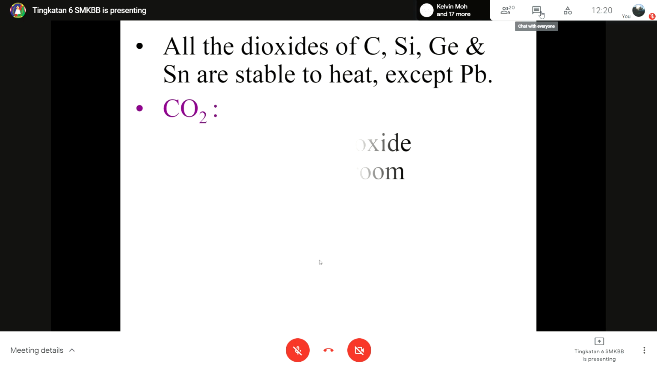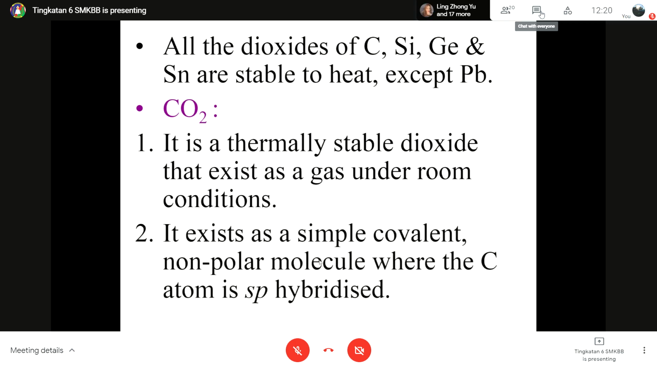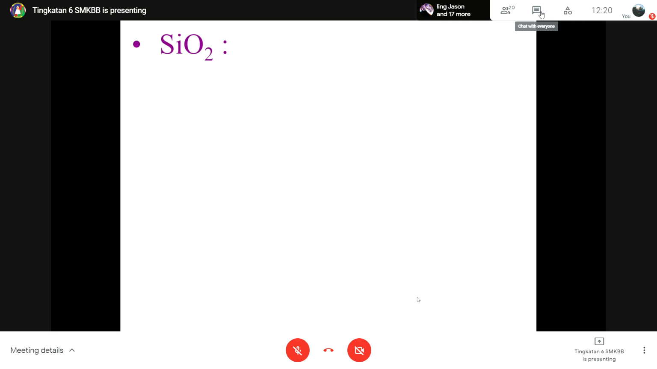So if we check now, carbon dioxide, of course, is thermally stable. And it's a gas at room condition. In fact, it's a simple covalent molecule, non-polar. In carbon dioxide, the carbon undergoes sp hybridization. Always remember, when it is sp, you are going to get double bonds. Normally sp gives a linear shape, CO2, isn't it?